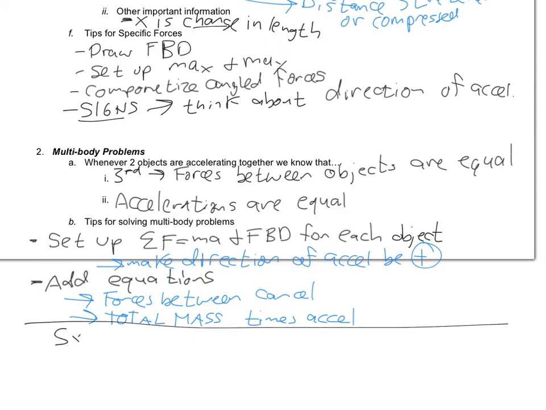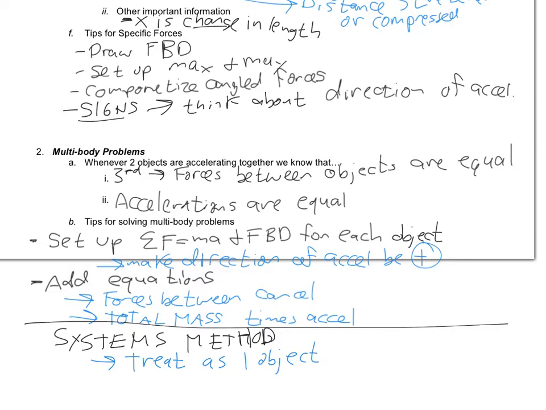One other thing to keep in mind here is sometimes it is useful to consider what we've called the systems method, okay, which is just another way of solving it. What we just talked about is always going to be perfectly valid, right? But with the systems method, we're going to treat all the objects as one object, okay? And when we do that, we're going to use the total mass to set up our F equals ma. All right, that's the first step in doing the systems method.